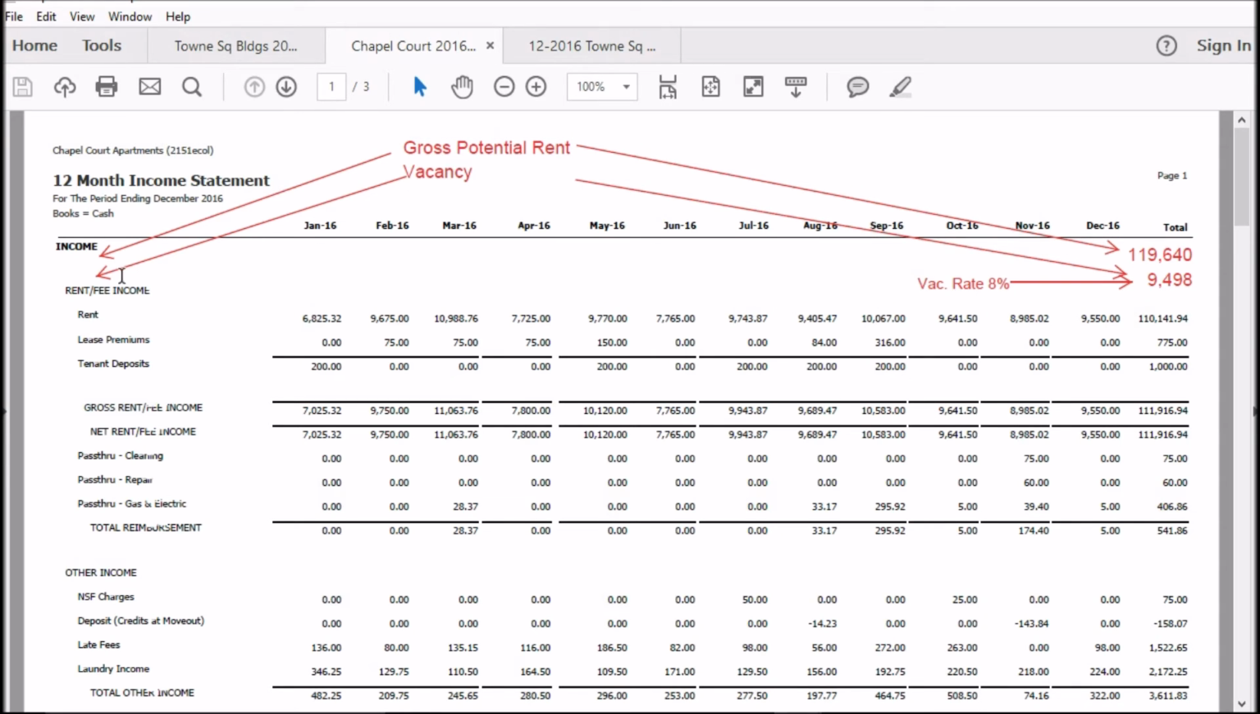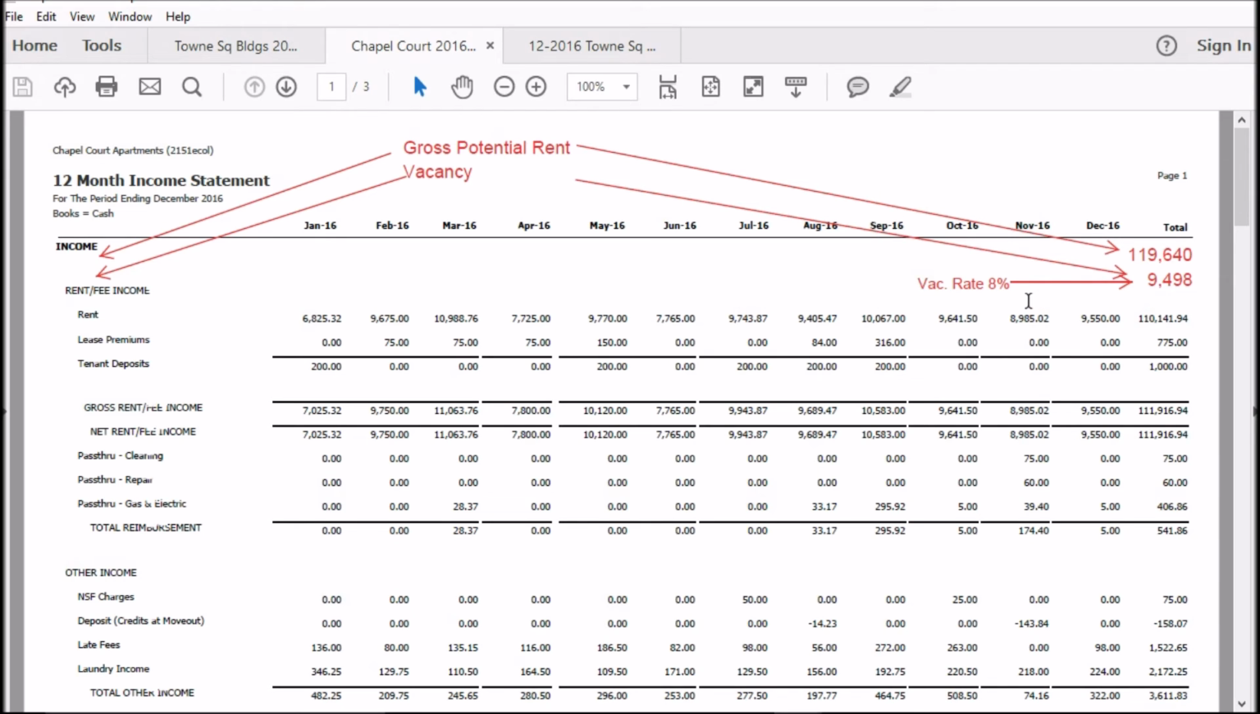Okay, I need to put this above the line, above the income line here, because this is considered net right here. So I need to put this up above the line, and I need to subtract my net to get the difference here. Okay, and that will give me my variable, which is my vacancy amount. That came out to 9,498. That gave me a vacancy rate of 8%.